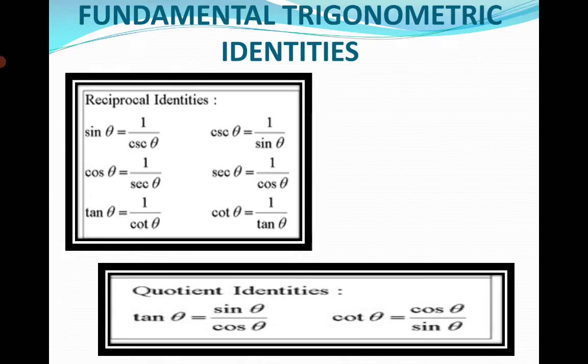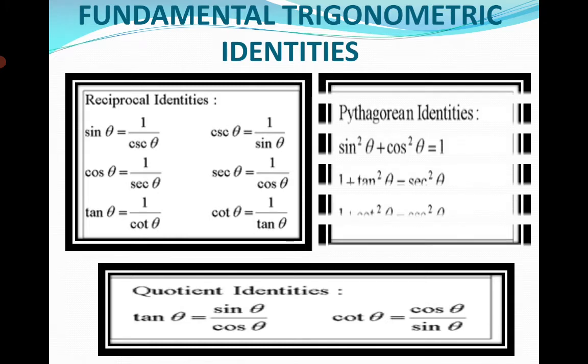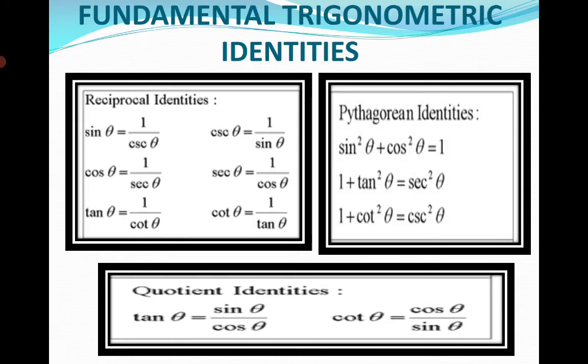And then we also have the quotient identities. So, ang tangent theta is equal to sine theta over cosine theta. And then cotangent theta is equal to cosine theta over sine theta. And then these are the Pythagorean identities. Sine squared theta plus cosine squared theta is equal to 1. 1 plus tangent squared theta is equal to secant squared theta. 1 plus cotangent squared theta is equal to cosecant squared theta.